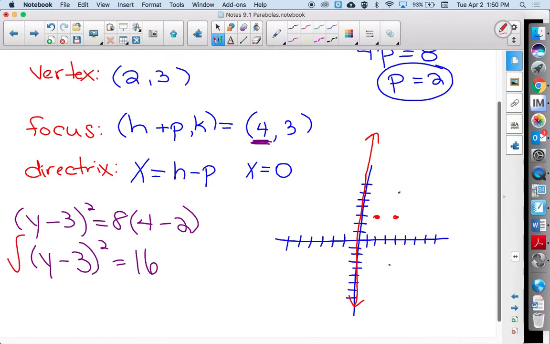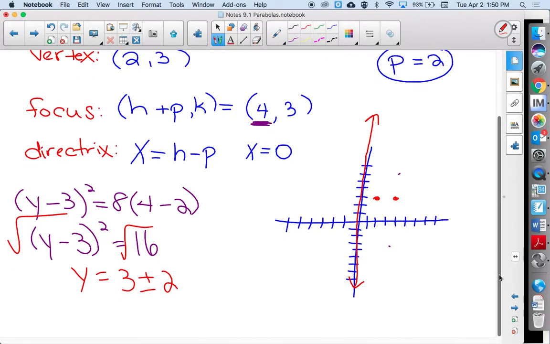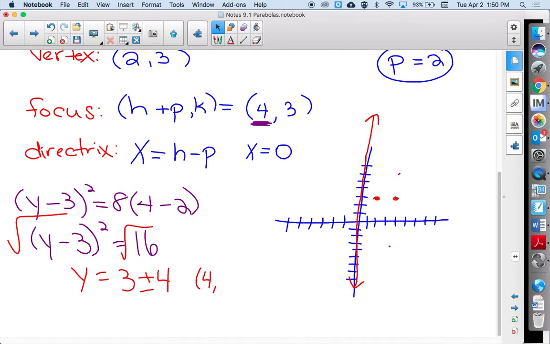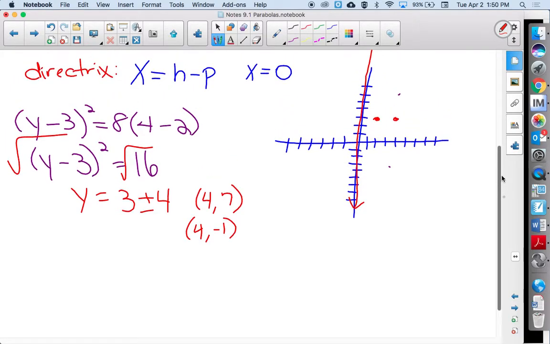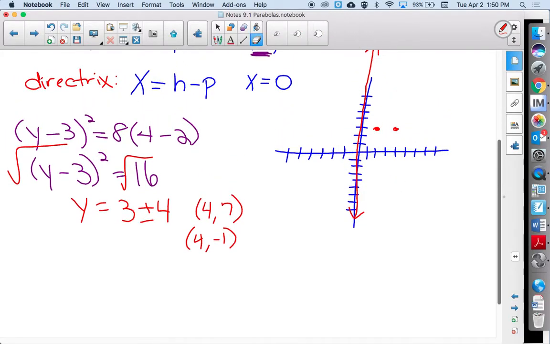So Kate, if we take the square root of 16, you get 4. What kind of 4? So how many y values do you now have? 2. What are those y values? You get a 7 and a negative 1. So plotting those 2 other points, going to the focus and moving up 4 to get to 7, and down 4 to get to negative 1.